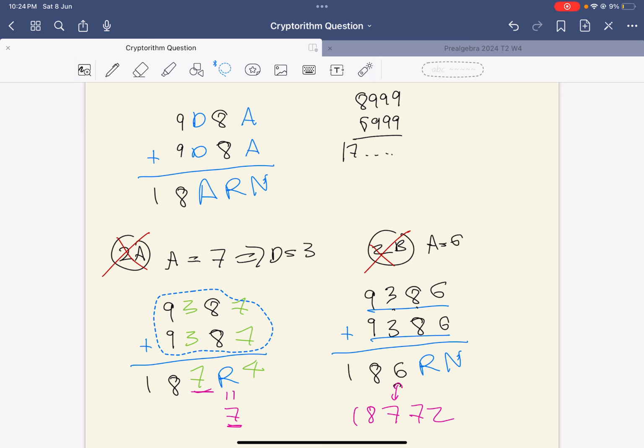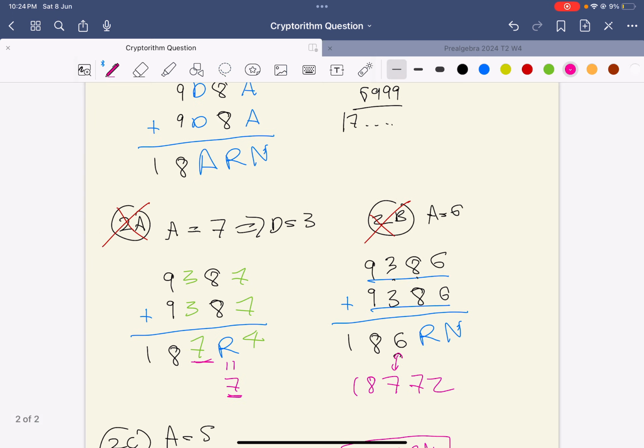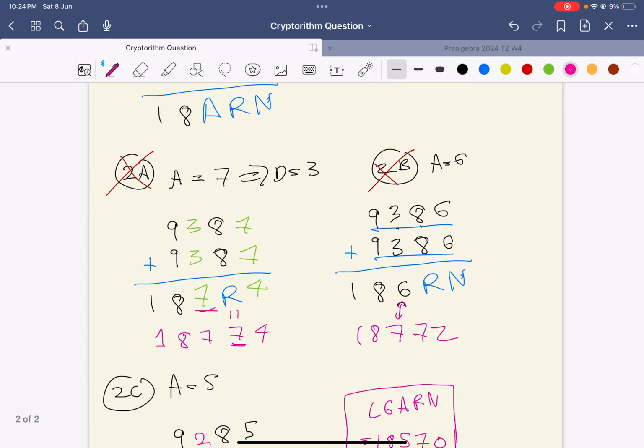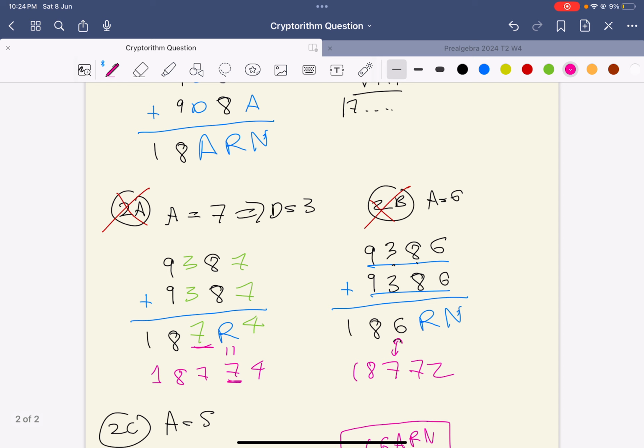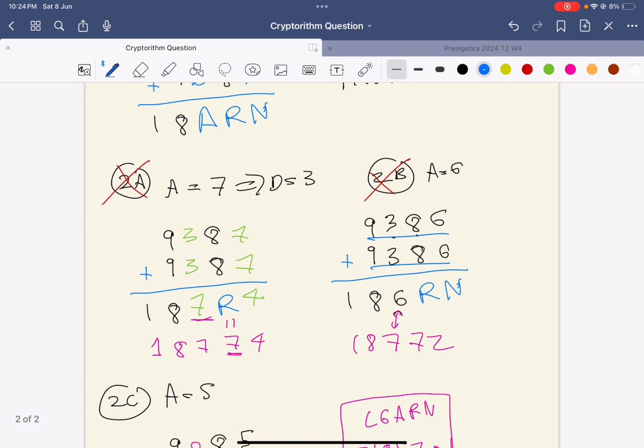And if we add 9387 up together, we end up getting this number at the bottom, 18774. You can do the calculations on your own, but you'll end up getting this answer. There's a clear issue with this though. The issue is that R and A are both 7 as well. Two letters with the same value breaks the rules we had. Therefore, A can't be 7.